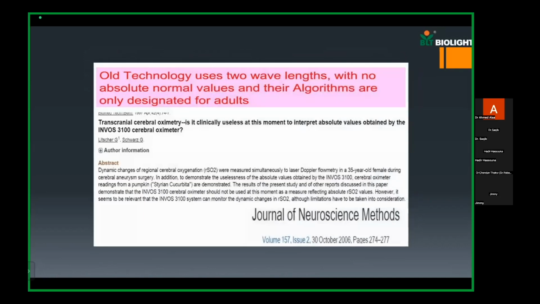So, older technologies used only two wavelengths with no absolute normal value, and their algorithms were only designed for adults. Their interpretation was difficult, and the normal value was debatable. Also, there was no trend graph display. That was back in 2006.